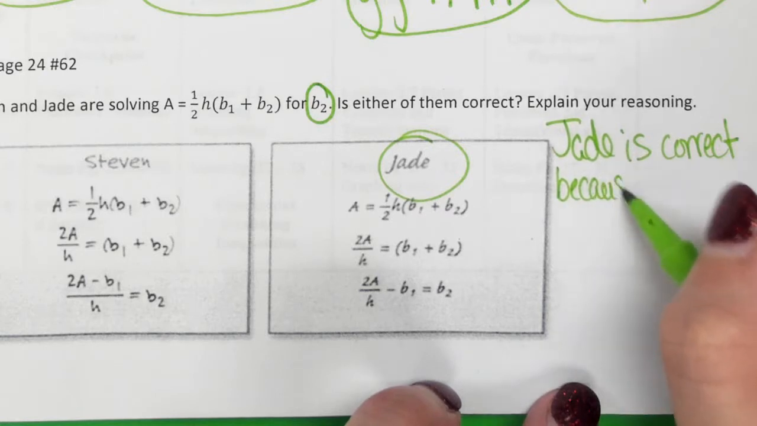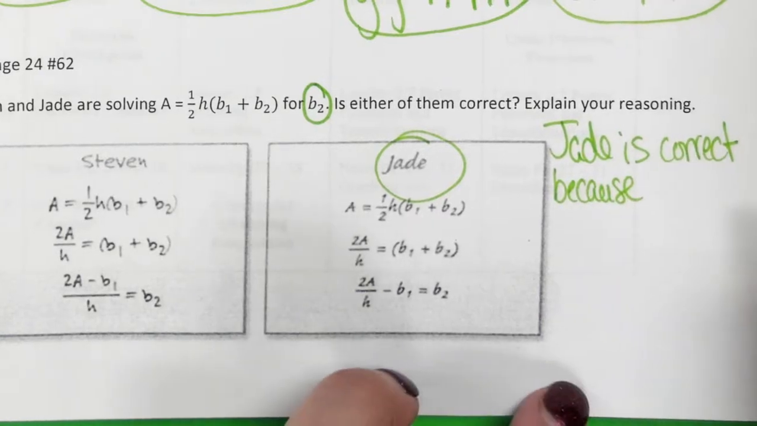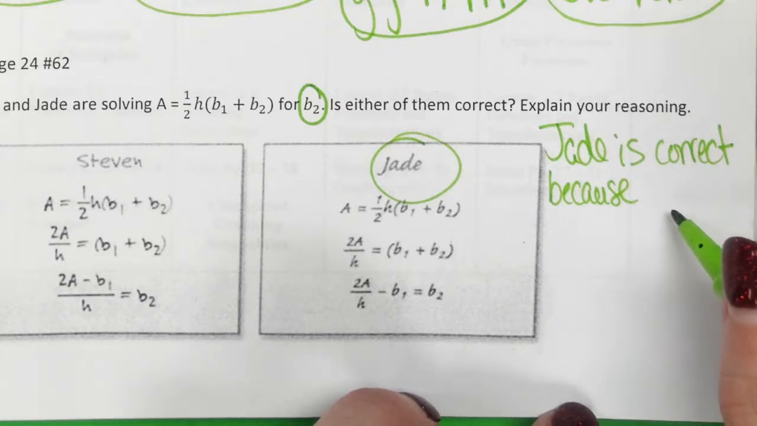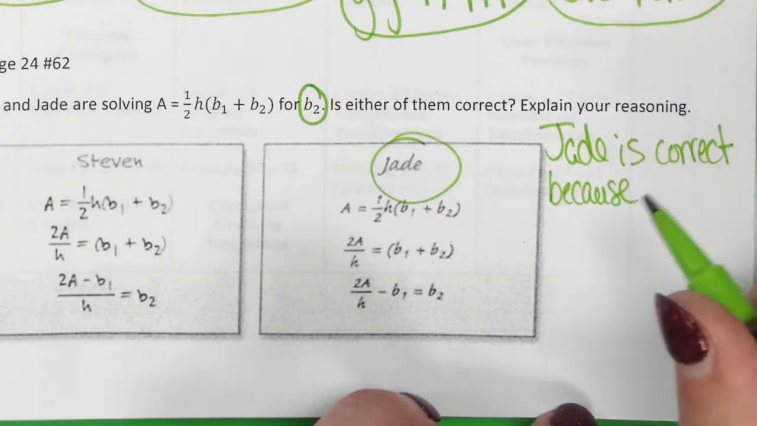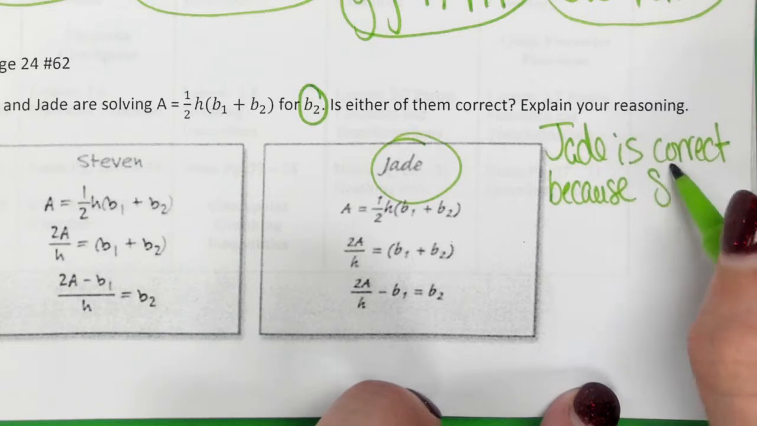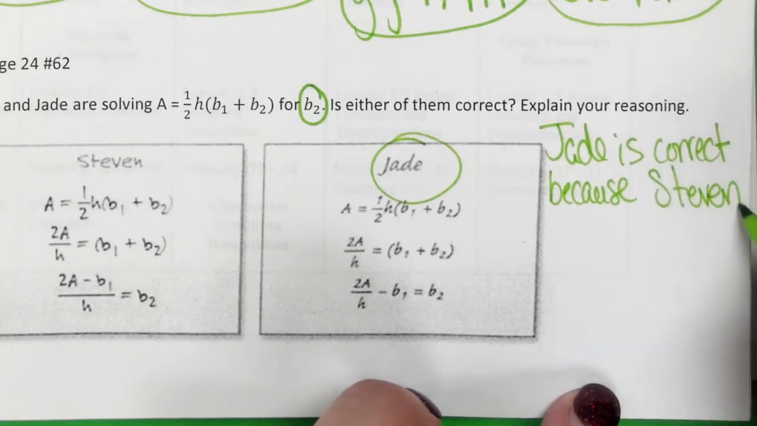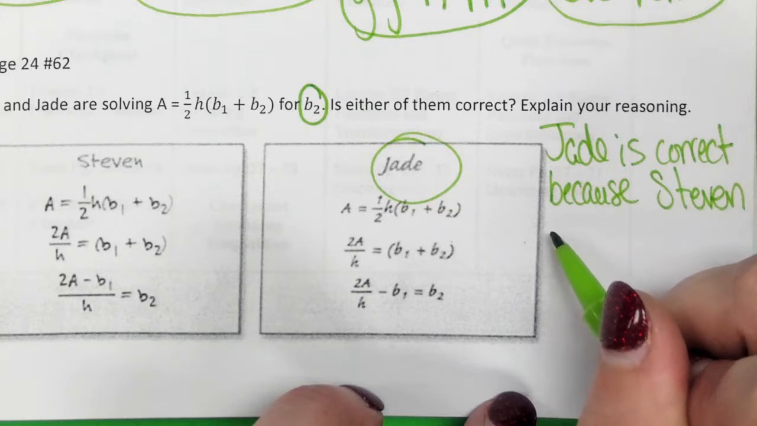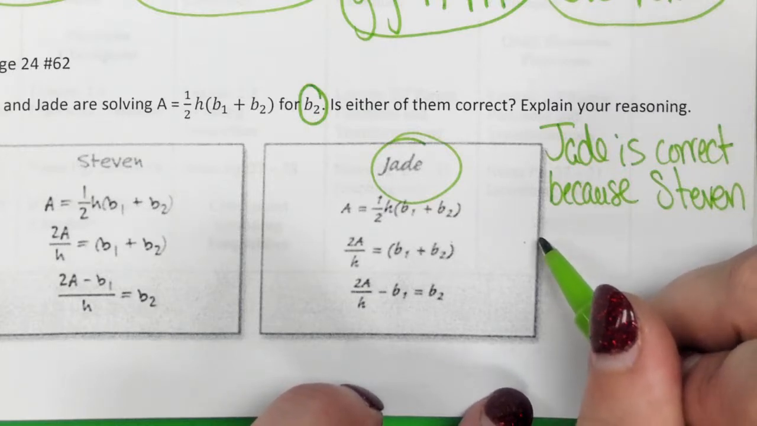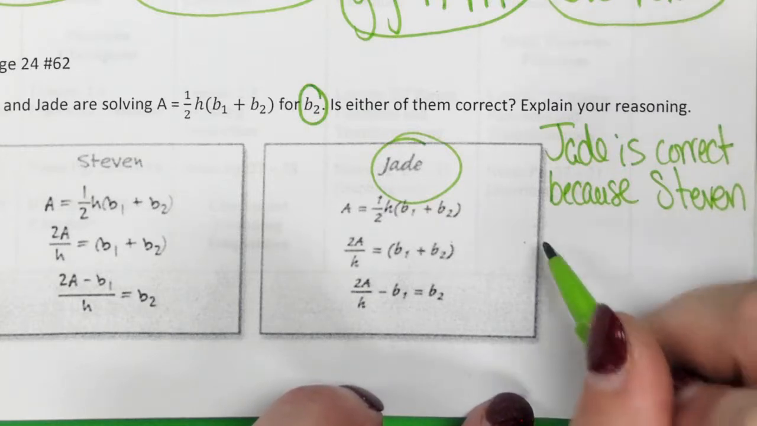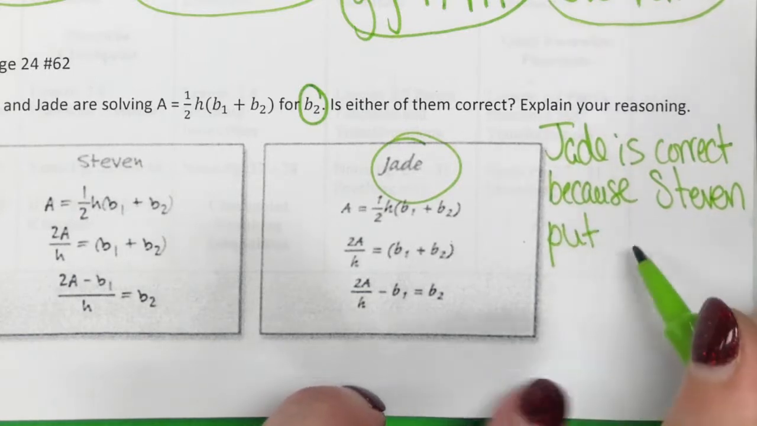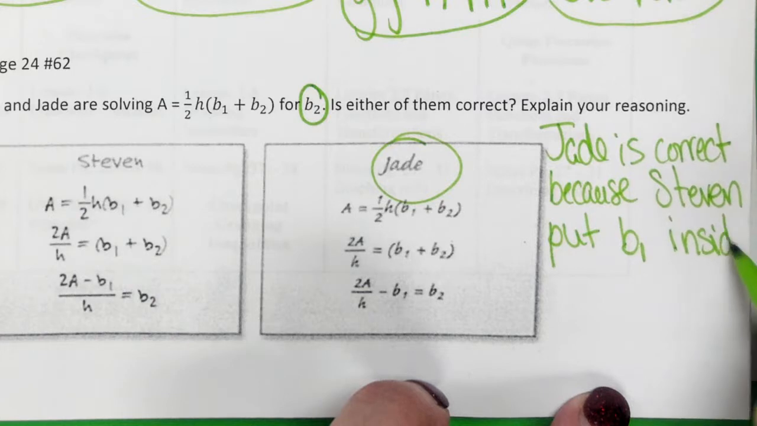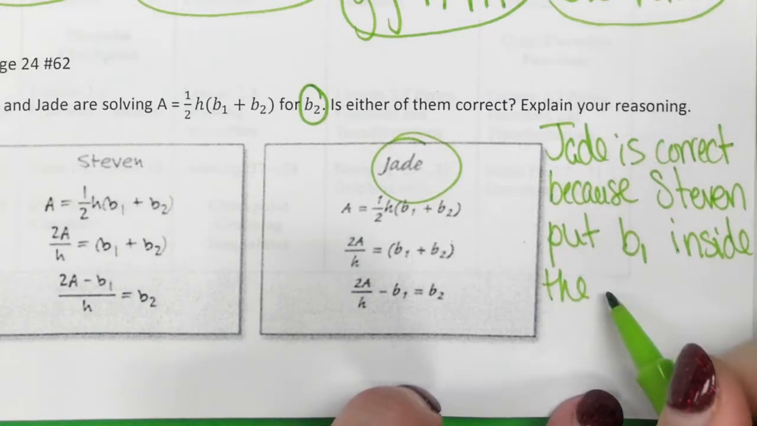Is there a comma after because? Oh, no. Because Stephen subtracted. Well, they all subtracted. They were supposed to subtract, but he put B1 or negative B1 on top of the fraction when it should be. There you go. He put B sub 1 inside the fraction or on top of the fraction, whatever you want to say.